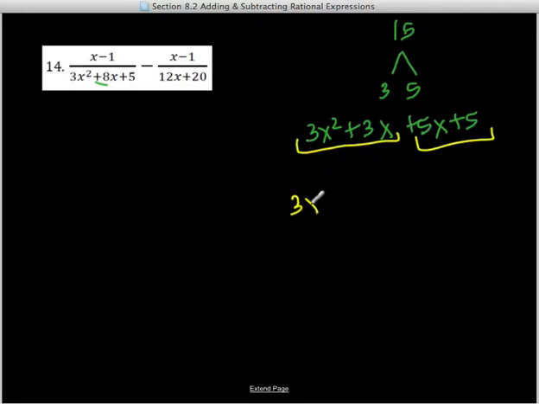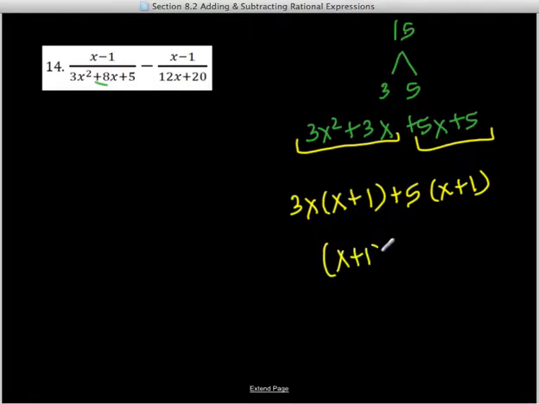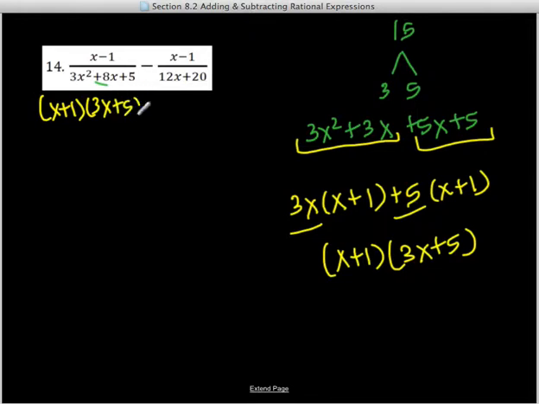I can take out a 3x, so I would have x plus 1. Here I can take out a 5, so x plus 1. So what's in parentheses is x plus 1, and then what's left is 3x plus 5. So this piece right here is x plus 1 times 3x plus 5. My other piece, I can factor out a 4, so I would have 3x plus 5.